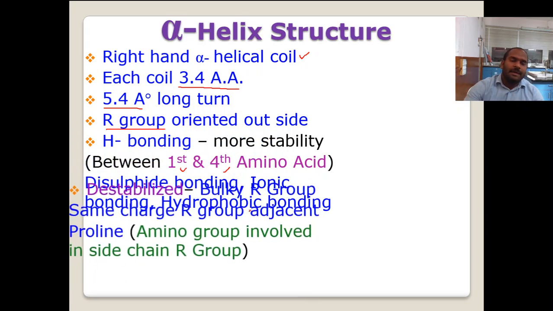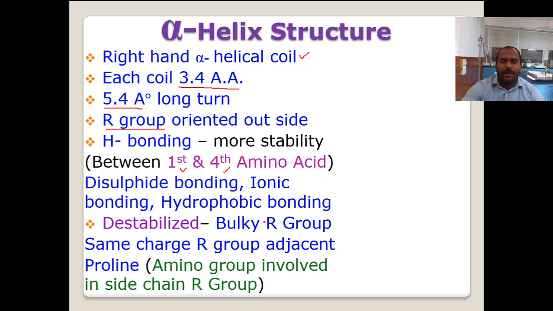Along with this, there are some destabilizing factors which destabilize the alpha helical structure. If bulkier R groups are present adjacent to each other, they result in steric interaction, and due to that the alpha helical structure is unstable. Similarly, if same charge R groups are present on adjacent amino acids, they will also result in destabilization of the structure by the electrostatic force of repulsion. If positively charged R groups appear close, there will be repulsion. If negatively charged R groups appear closer, there will again be repulsion. So destabilization is due to same charge R groups. Also, if a proline amino acid is introduced in the polypeptide chain, that also results in destabilization.